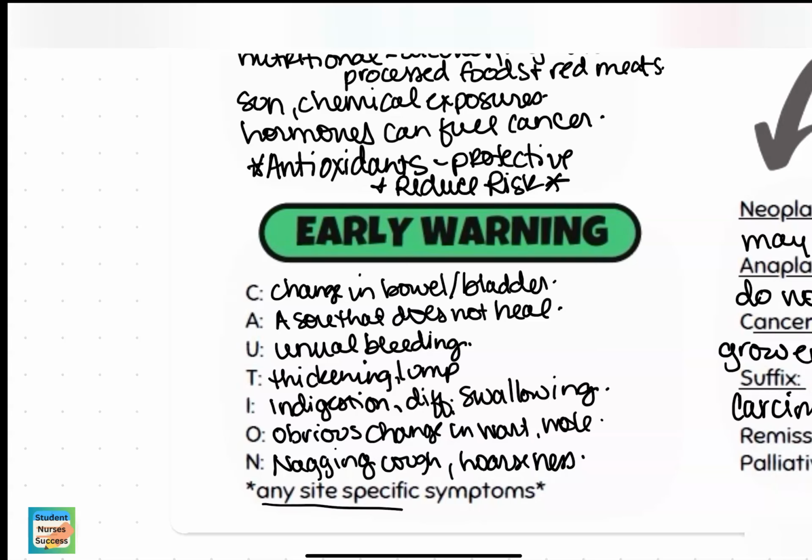And then the last is any site-specific symptoms. If you have a tumor pressing on something, you may have some type of pain in that location. Or if you have a tumor in your kidney, you actually may have a decrease in your kidney function.